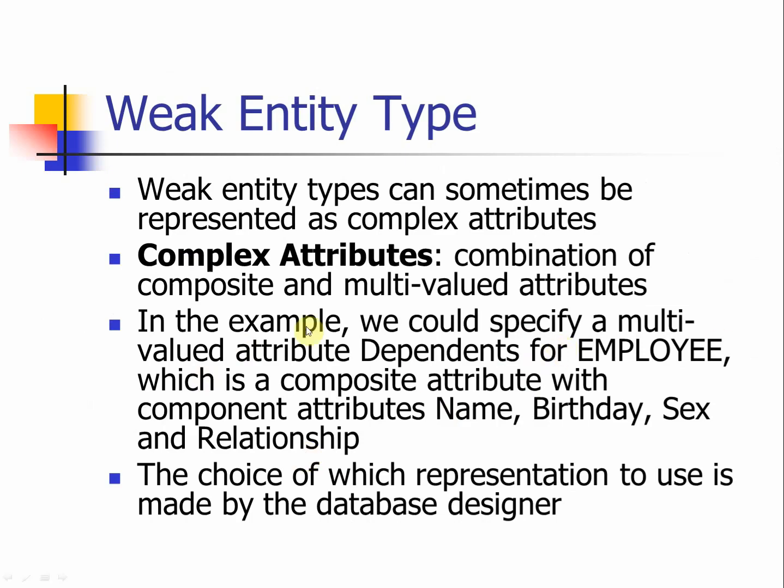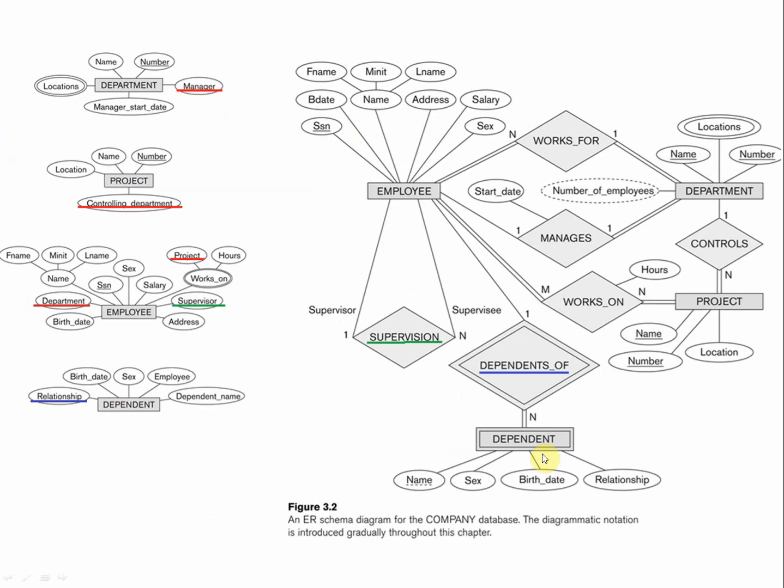In the example, we can specify the multi-value attribute dependent for the employee, which is a composite attribute with component attributes of name, birthday, sex, and relationship. The choice is the designer's choice. Like we said, design is always a black art, so how you want to choose is going to be an important thing. I can provide a general guideline: if a weak entity has some other relationships, it is better to let it stay as is. If, like what we have here, the dependent stands on its own and no other relationship connects to anything, it can be a complex attribute without too much trouble. So that is the general concept.